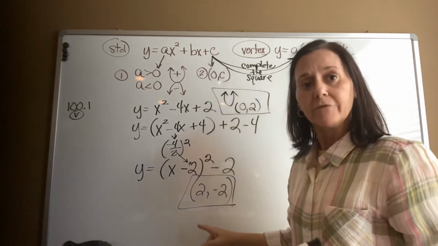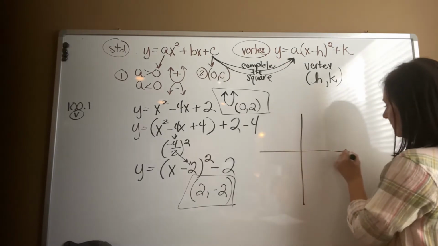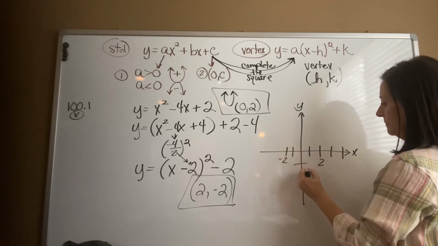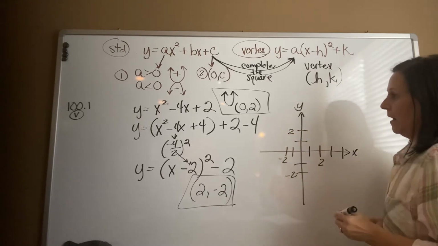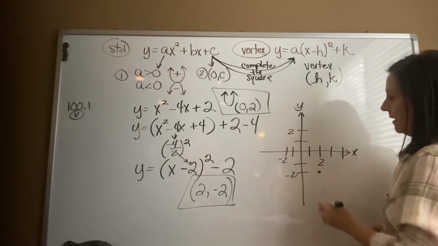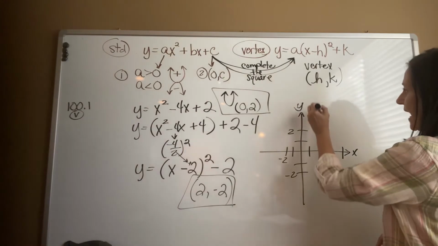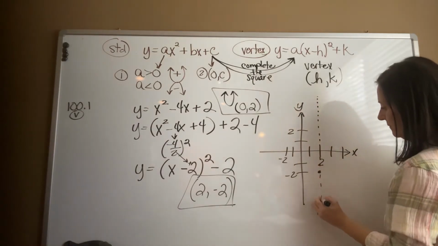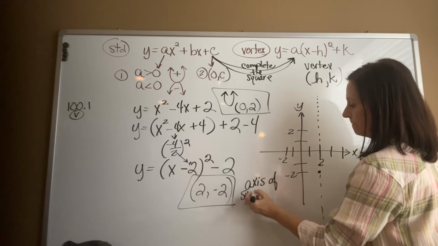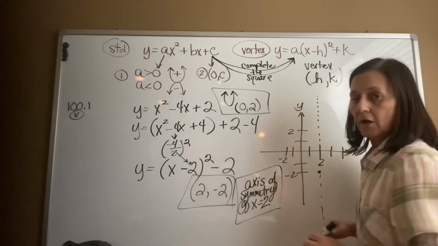All right, so I have all the key information that I need to be able to graph this. Drawing my x and y-axis, I'll label some points. I'm going to graph the vertex. The vertex is at 2, negative 2. I also want to make another point here. At the x value of the vertex, I have an axis of symmetry at x equals 2.